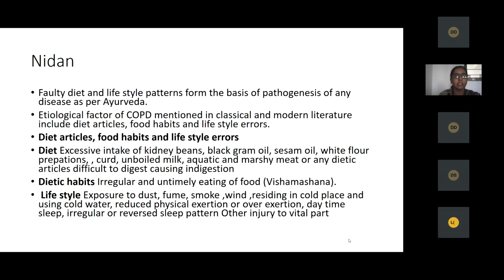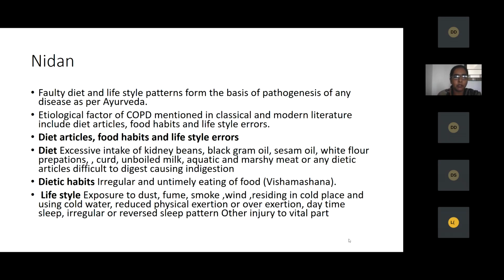First is diet. That means excessive intake of kidney beans, black gram, oil, sesame oil, white flour preparations, curd, unboiled meat, marshy meat, or any diet article difficult to digest, causing indigestion. All of these are covered under the Kasa and Shwasa nidanas also. The second is the habit of how to take food: irregular and untimely, that means Vishamashana.